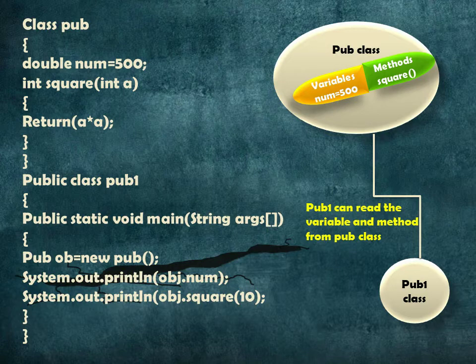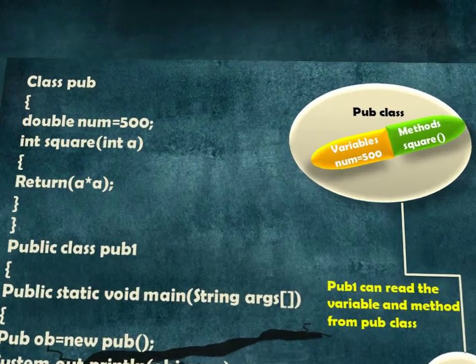Therefore, the pub1 class can read the num and square variables of the pub object, provided that pub1 and pub are located in the same Java package. So it can easily read the data members. Next, we'll move on to the protected access modifier.